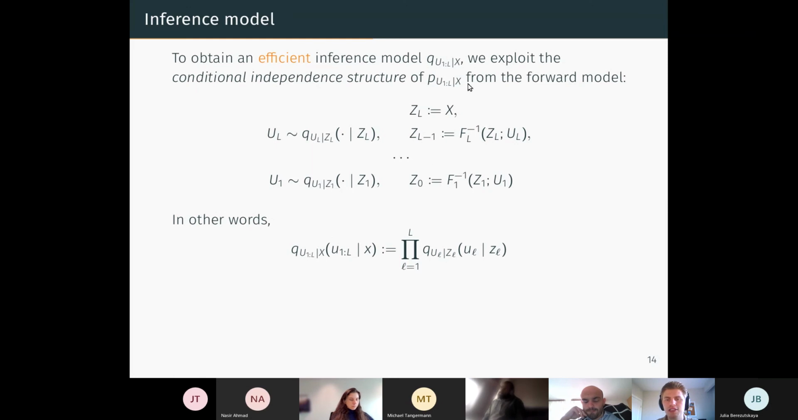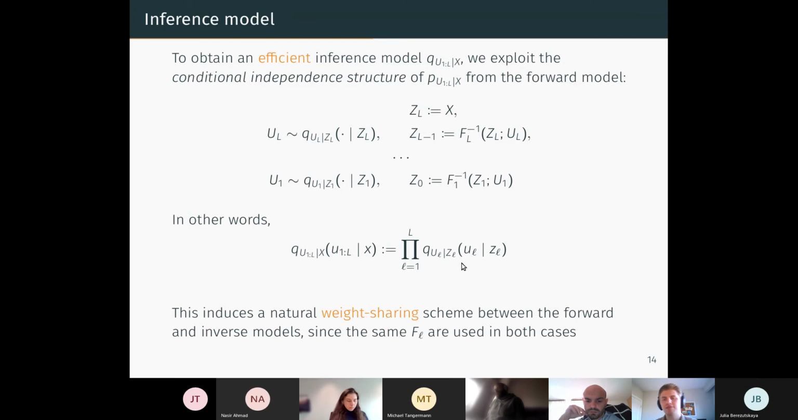The relationship, so we can see, for example, once we have X or ZL and UL, then we exactly have ZL minus 1 if we invert this F on its first argument. And we can write it more compactly in this form. What's interesting about this construction, beyond the fact that we've inverted the model correctly, is that we now have a kind of weight sharing scheme, because both directions, both the forward model and the inference model, use these same FLs, although in the opposite direction.